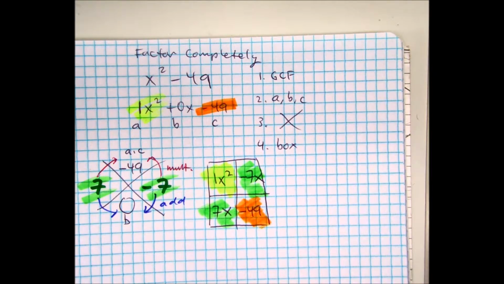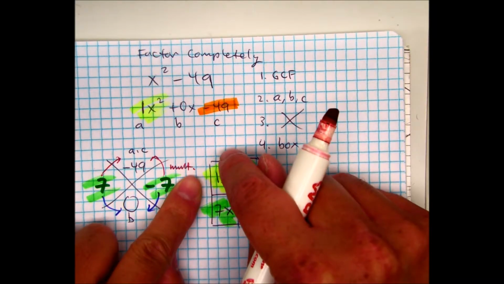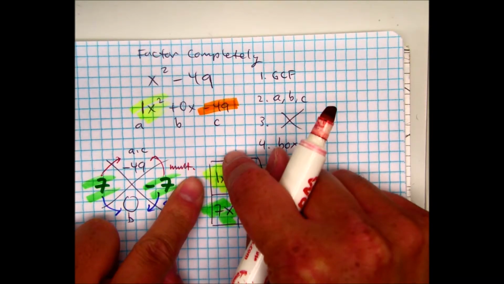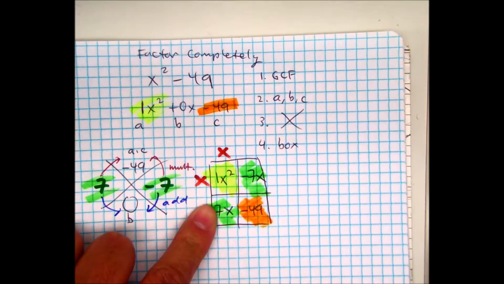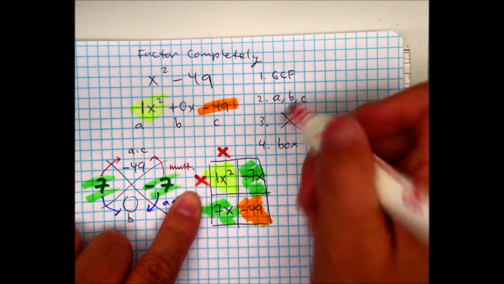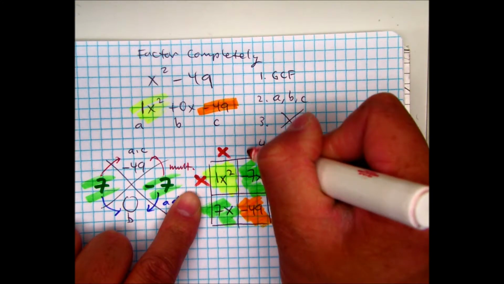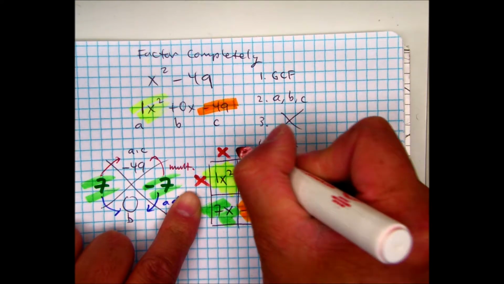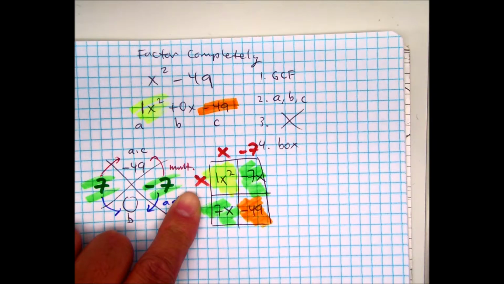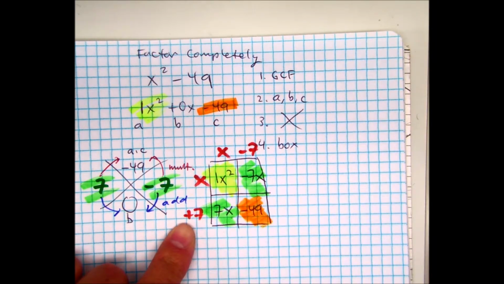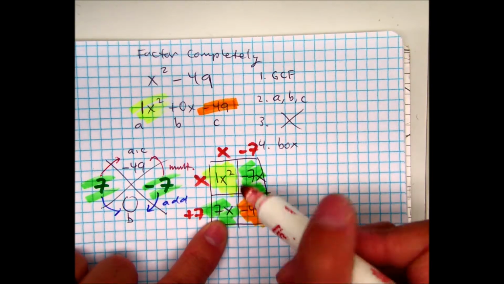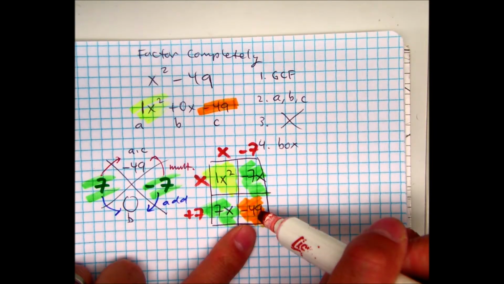Now I'm going to find some numbers, or expressions, or terms, 2 terms that multiply to be 1x squared. That's going to be x and x. x times something up here that I need to think of will be negative 7x. That'll be negative 7. x times something, that'll be a positive 7. 7 times x equals 7x. 7 times negative 7 is negative 49.